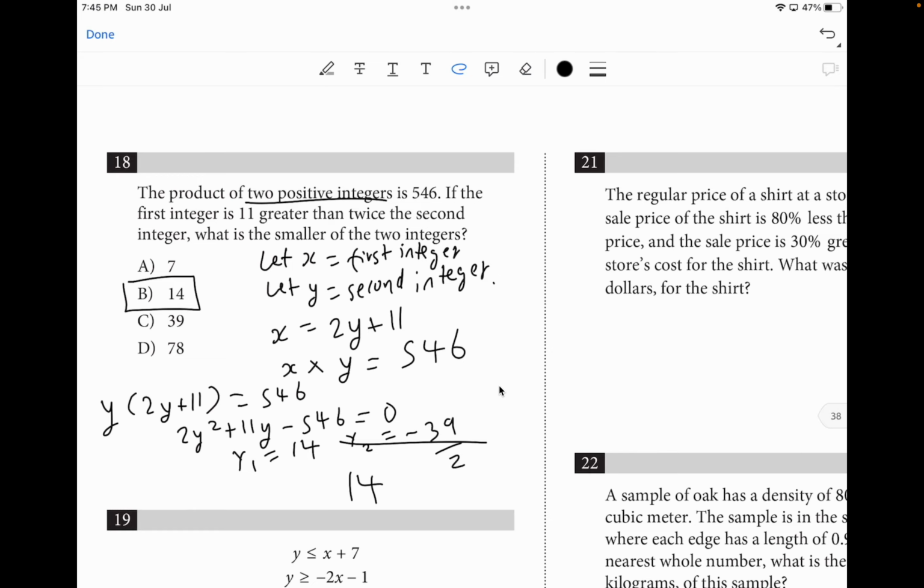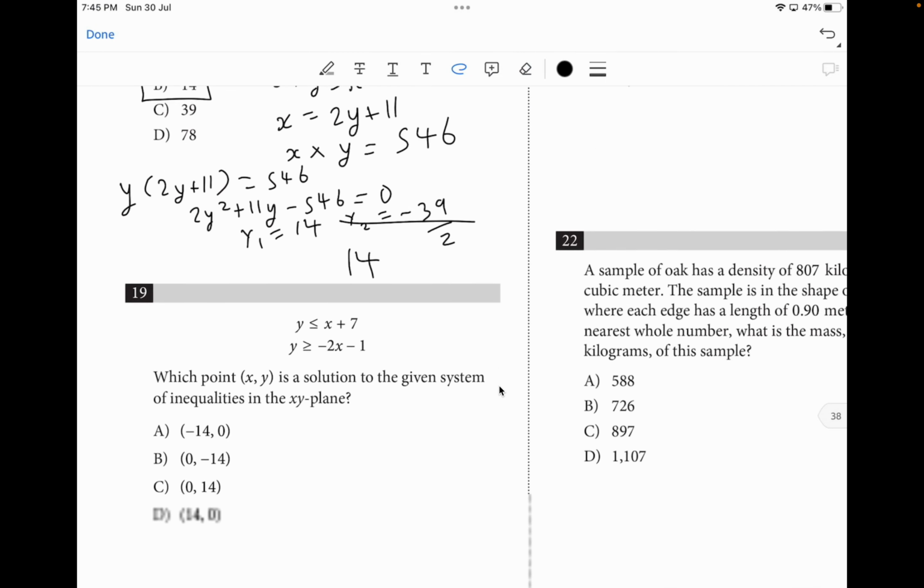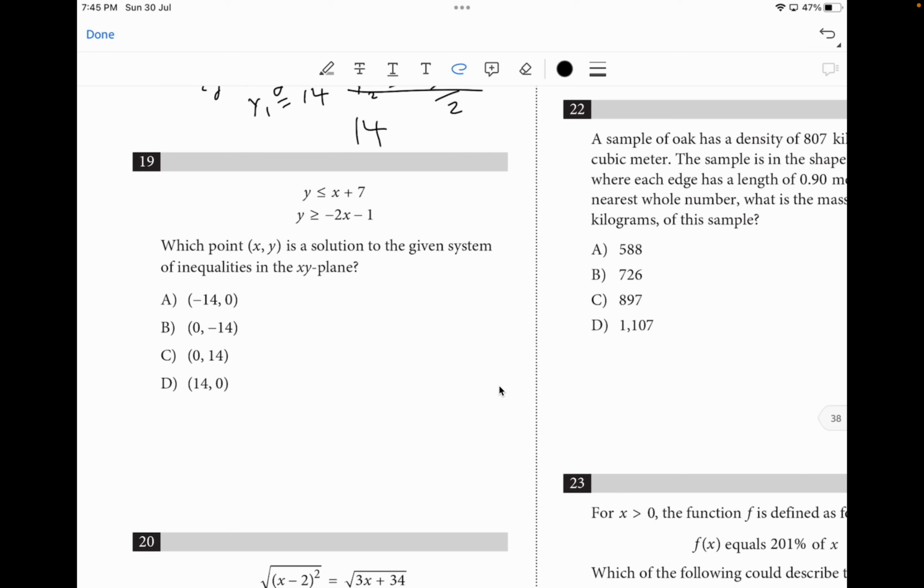Okay? Okay. Question number 19. Which point (x, y) is a solution to the given system of inequalities in the xy plane? Now, this is an inequalities question. So we can see that the point x and y is a solution to a system of inequalities in the xy plane.